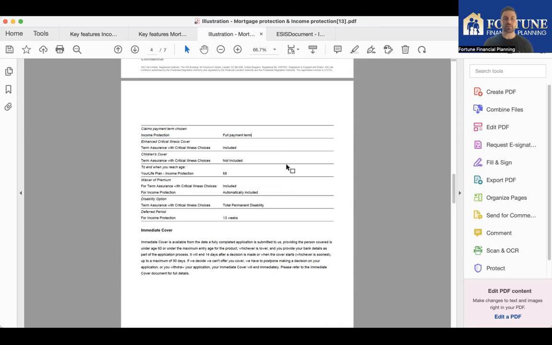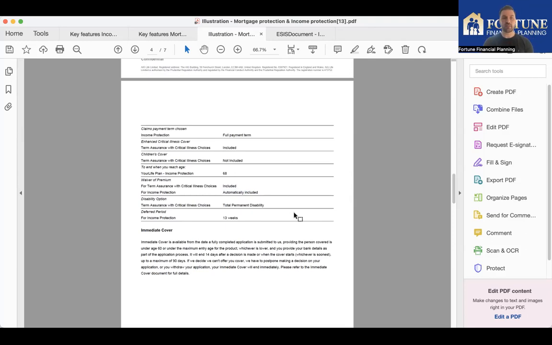It pays out if he's off work as of today for accident, sickness and disability, all the way through to his retirement age if he cannot return to work. Now, just to touch on the waiver of premium, we have included that. It's automatically included for the income protection at no extra cost. And again, that ensures that the policy is paid if he's unable to work beyond a deferment period of 13 weeks, which actually works very well as he receives full sick pay for 3 months.